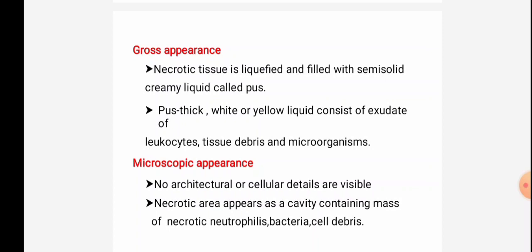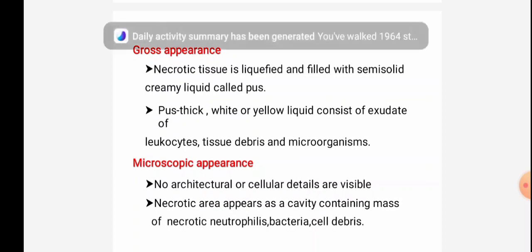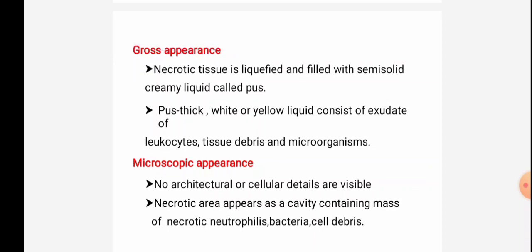In microscopic appearance, no architectural or cellular details are visible. The necrotic area appears as a cavity containing a mass of necrotic neutrophils, bacteria, and cell debris.